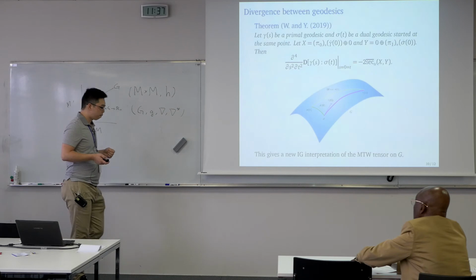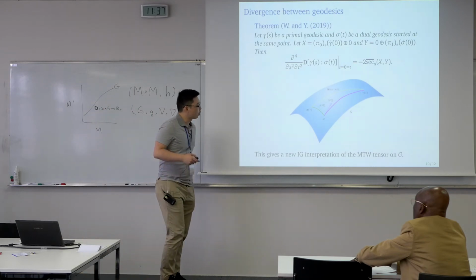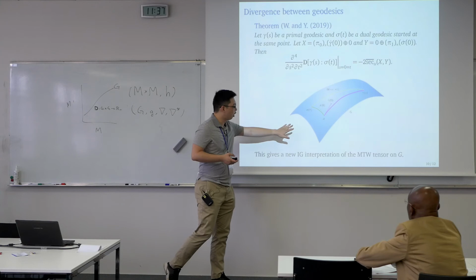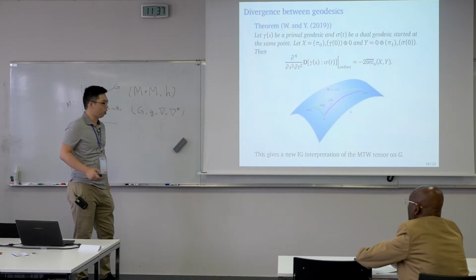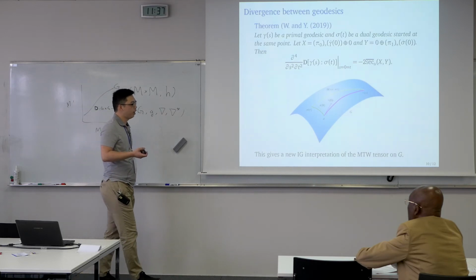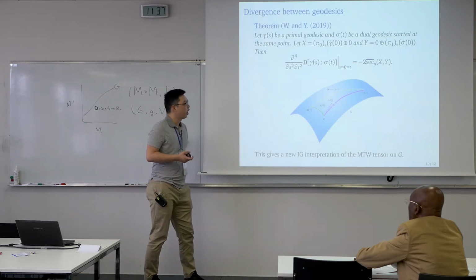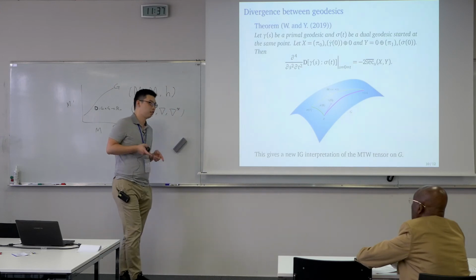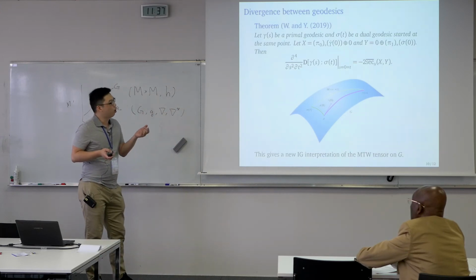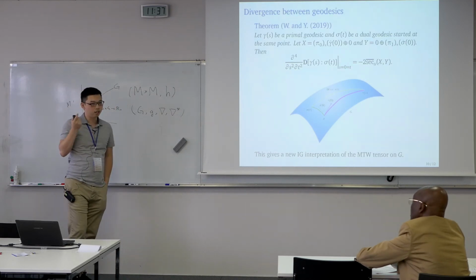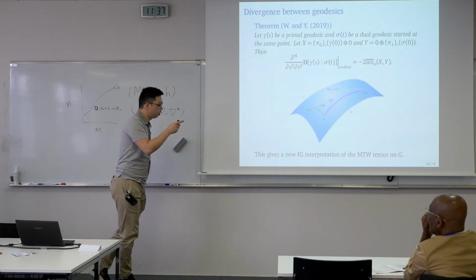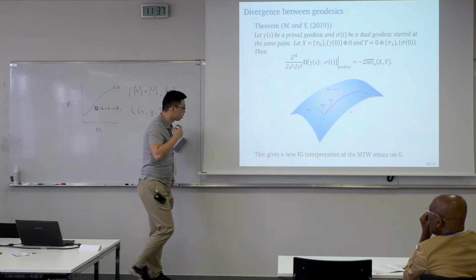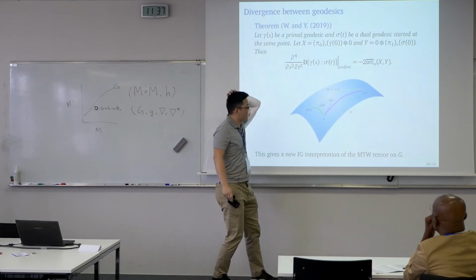In this theorem, as you can see, the blue surface is again the graph G. If you pick any point x on G, you consider two geodesics starting from x, one is the primal geodesic and one is the dual geodesic. It is interesting to study the divergence between the geodesics, which is this d of gamma s and sigma t.